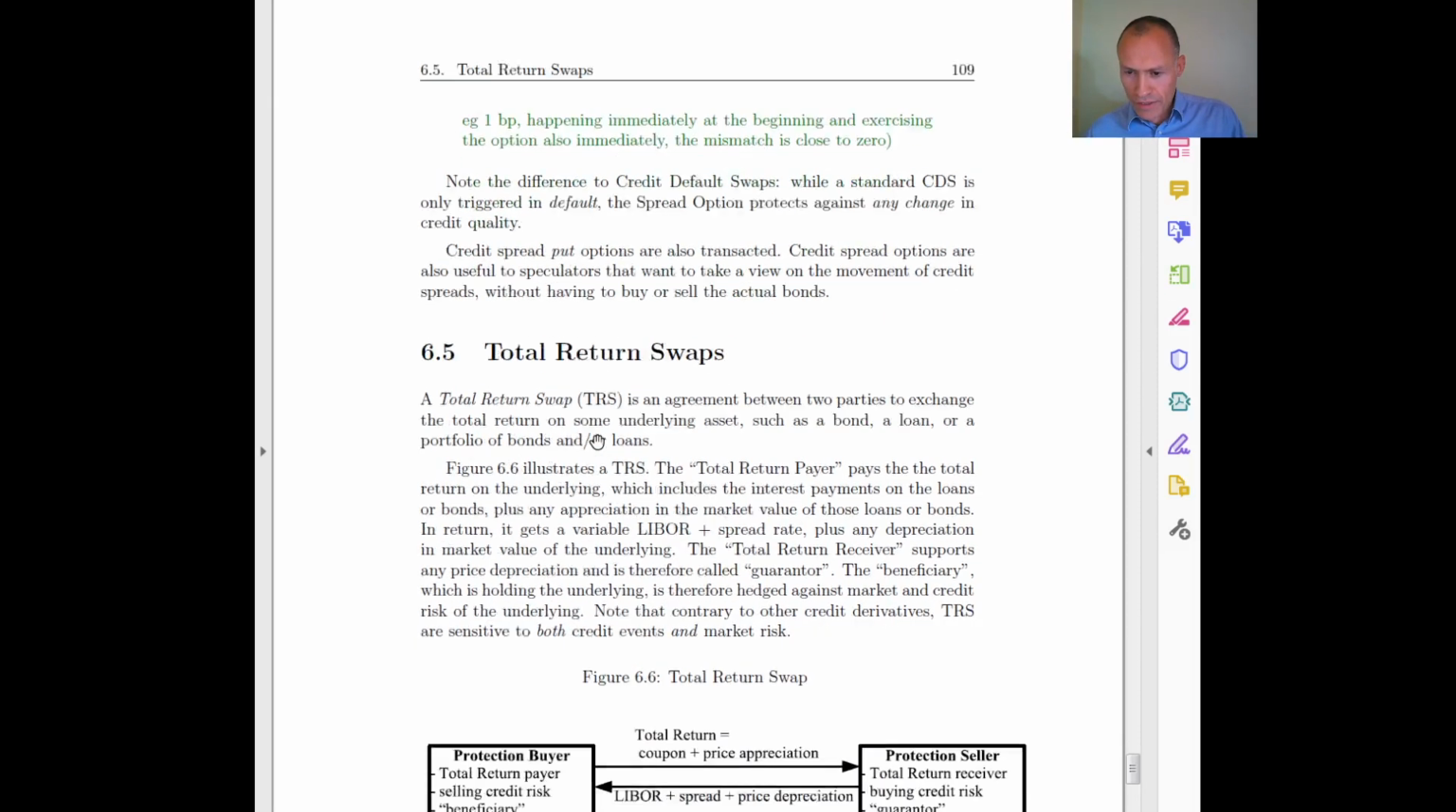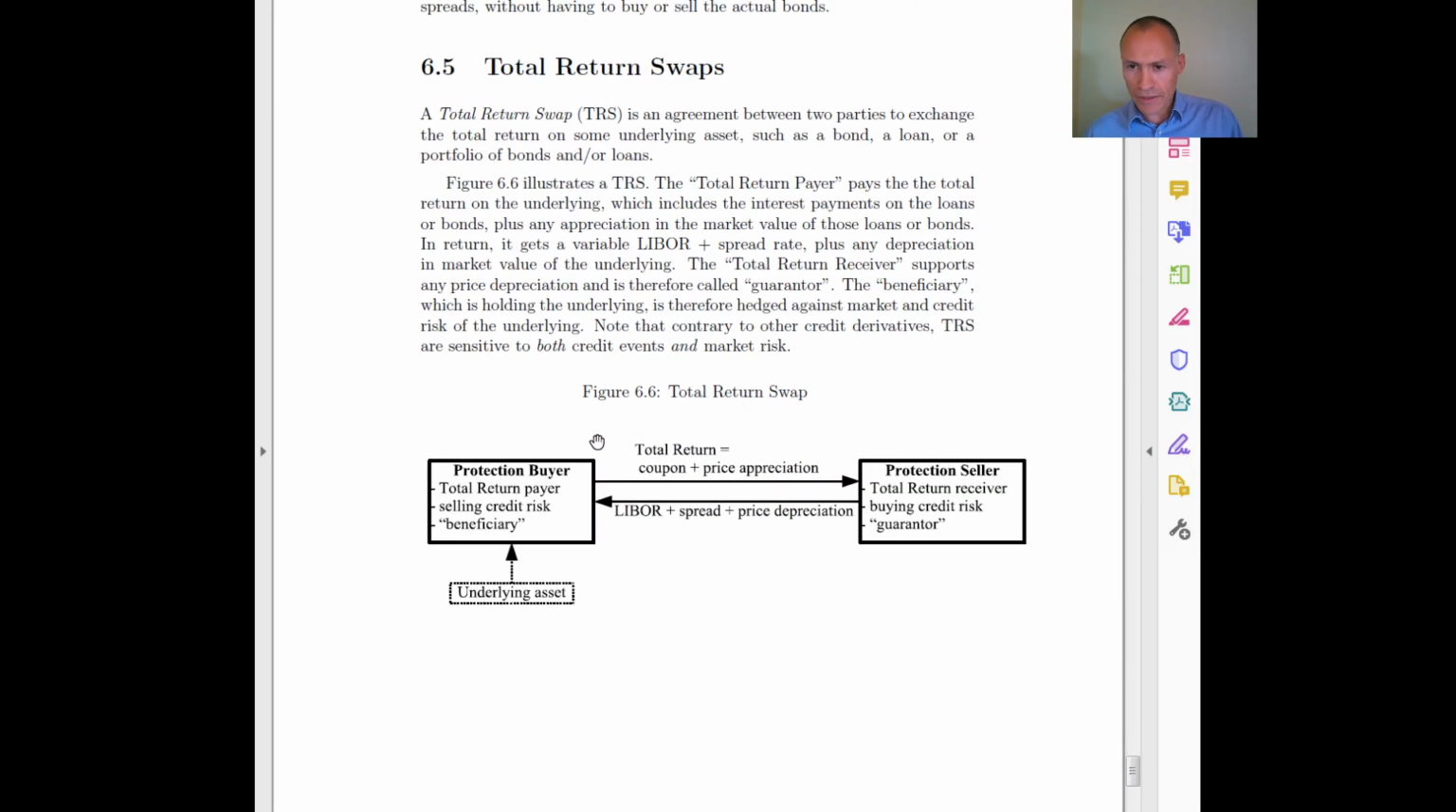All right. So let's move on to the next credit derivative, which are total return swaps. As the name suggests, this is different in the sense that we are now swapping, exchanging the total return on a given asset.